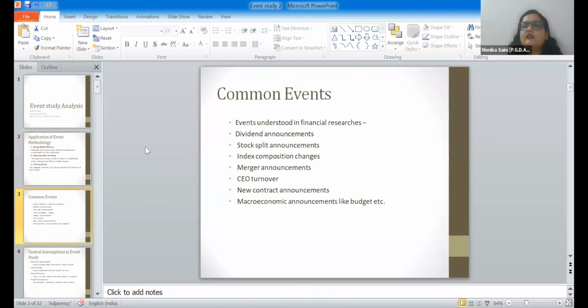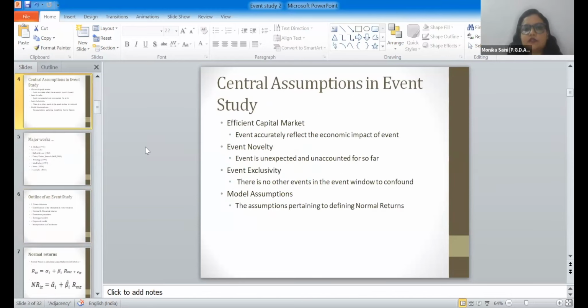So the very common use of event study is in finance, where we try to find out the announcement effect of a particular event. For example, there are different corporate actions like the announcement of dividend, stock split, mergers and acquisitions, buyback of shares, bonus issue. So we can take any of these events, and then we can apply the event study methodology, and we can find out the impact of such an event.